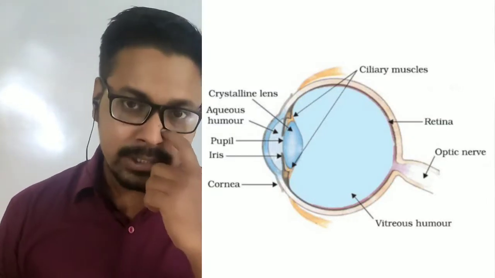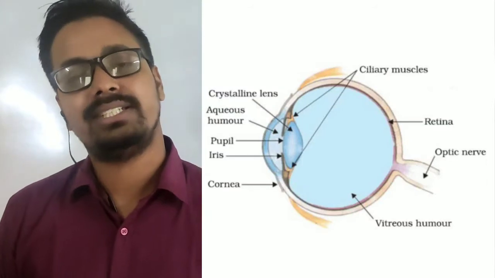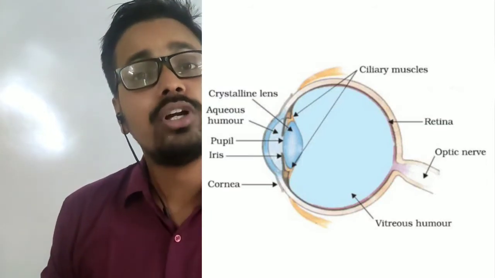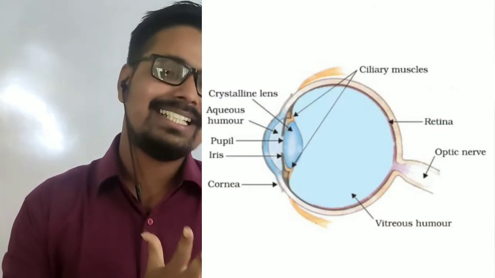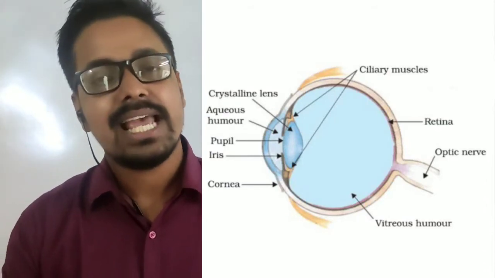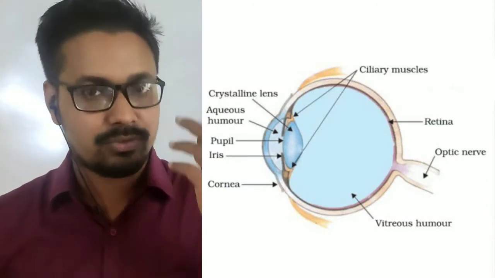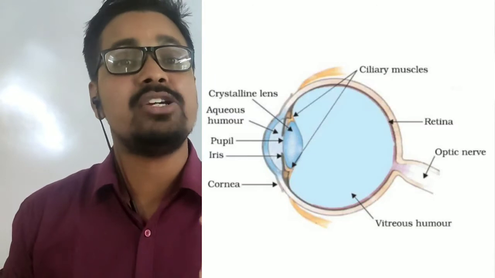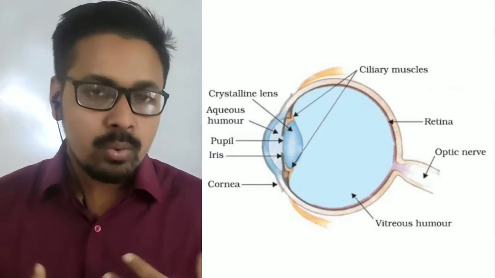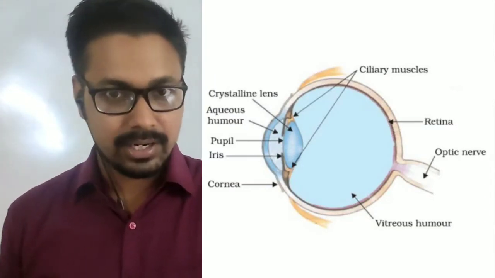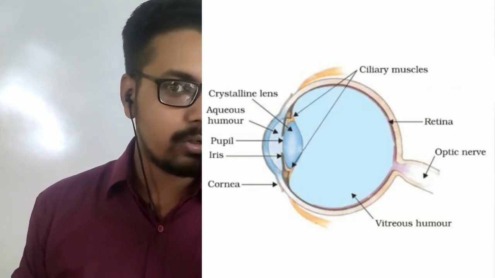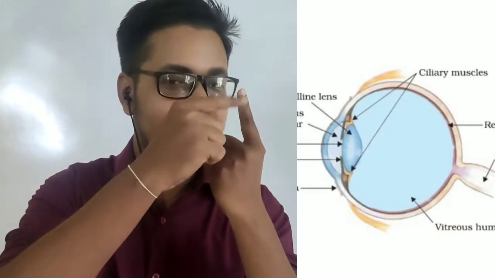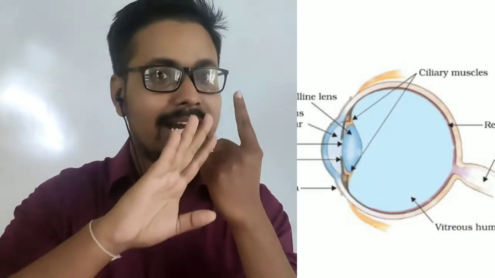Now there are two more things: the least distance of distinct vision, also called the near point. Least distance of distinct vision means the minimum distance from your eye at which you can see objects exactly clearly. What do I mean by that? Take your finger and bring it very close to your eye. You will see that the finger looks very blurry. It is not at all clear.